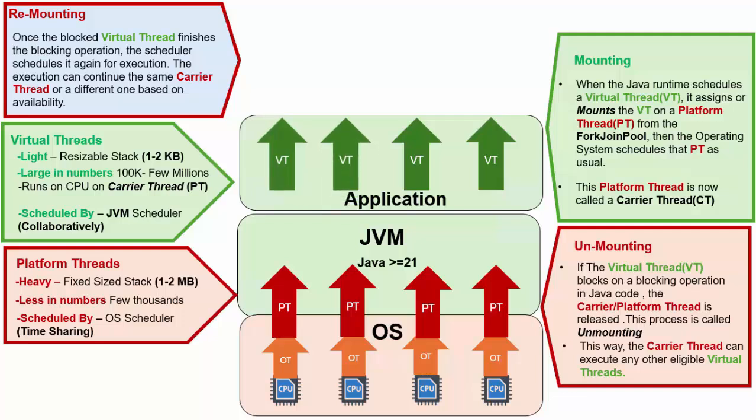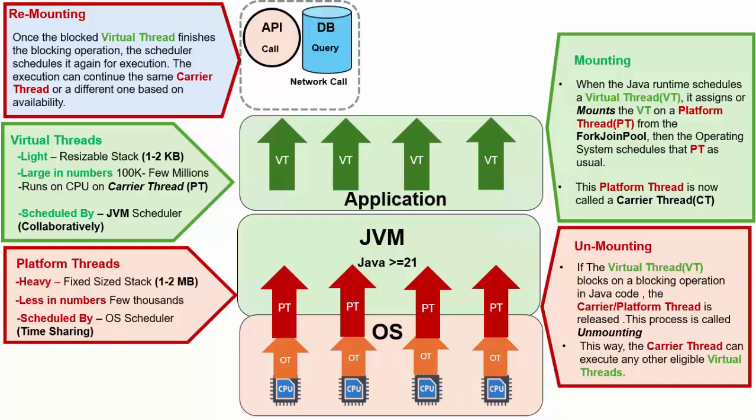Now, what are the basic scenarios when the virtual threads are actually blocked? From an application, if there is any API call, this API call could be some external API call or some external microservice call. This could be a blocking API call. Any database query also could be a blocking call. Both of them are actually network calls.